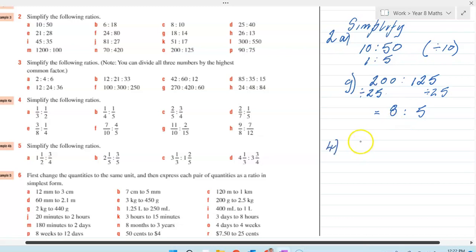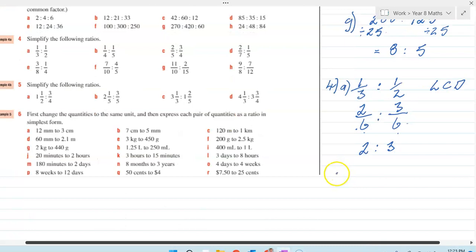Question 4, simplify the ratios. We've got 1/3 is to 1/2. So we take a lowest common denominator, or LCD, and the lowest common denominator of them is 6. So we've got this many parts of 6 as against this many parts of 6. And this is 2 because 2 times 3 is 6, and 3 times 2 is 6, so that becomes 3. So they're both in the same unit, so I've got a ratio of 2 is to 3. For every 2 of these parts, I have 3 of these parts.